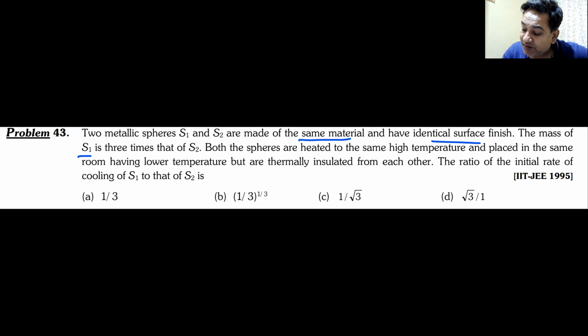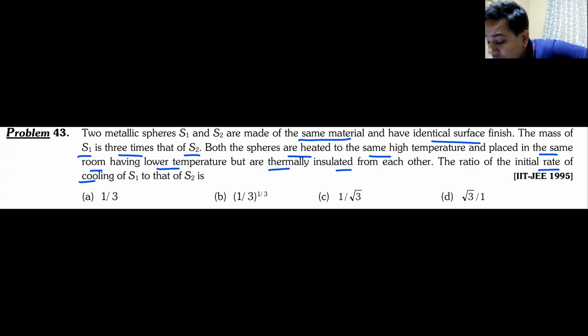The mass of S1 is 3 times that of S2. Both the spheres are heated to the same high temperature and placed in the same room having the same lower temperature, but are thermally insulated from each other, so they do not exchange heat between each other. What is the ratio of initial rate of cooling of S1 to that of S2? The question passes on to you. I hope you will do justice to what we have learned.